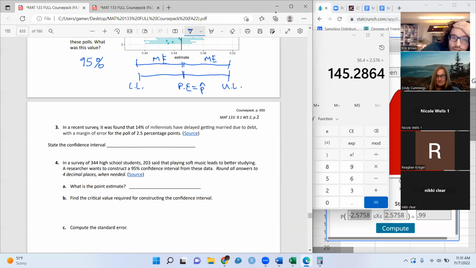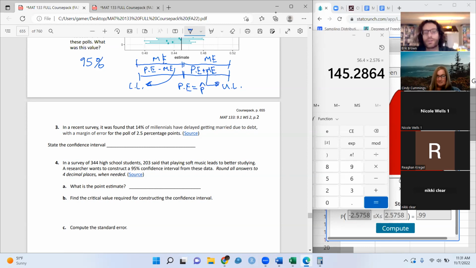Right, so the lower limit is the point estimate minus the margin of error. The upper limit is the point estimate plus the margin of error. So we could write it like this: point estimate minus margin of error equals this number. Point estimate plus the margin of error equals this number.